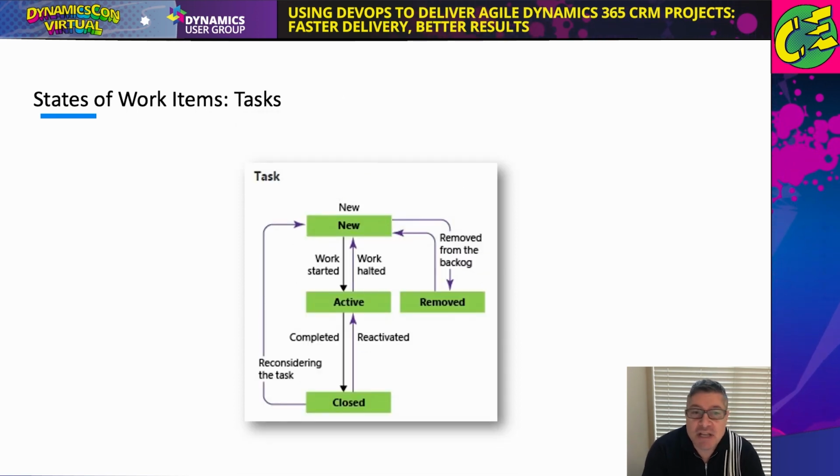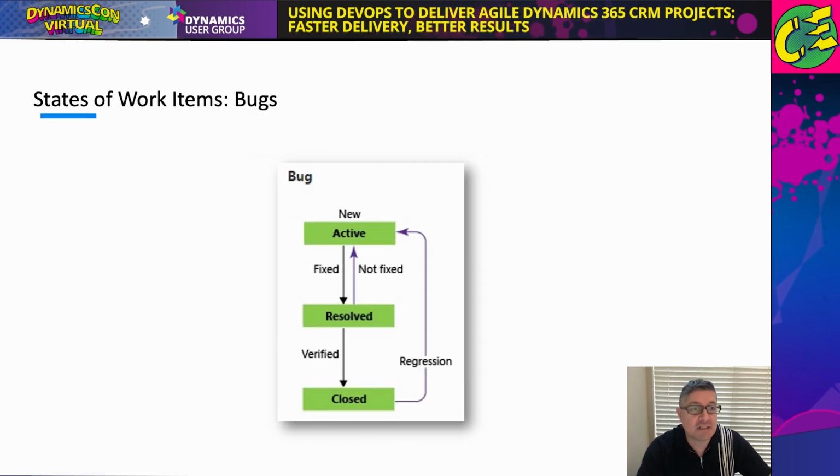Tasks are simple. They're either new, they're active, or they're closed. New, you're not working on it at this moment. Active, you're currently working on it. When you finish your task, you move it to closed. It really is that simple.